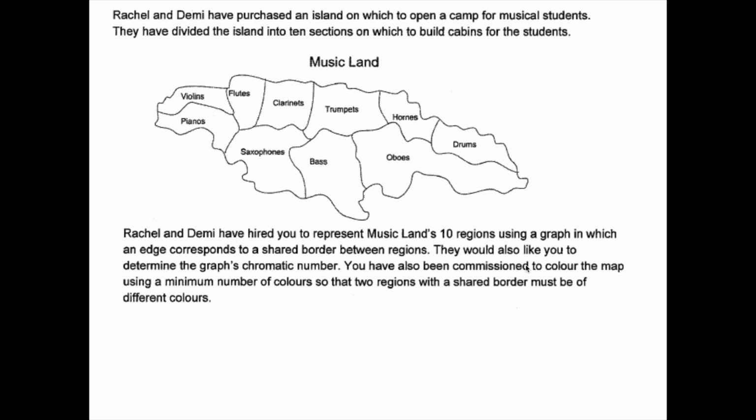You have also been commissioned to color the map using a minimum number of colors so that no two regions with a shared border are the same color. What I did is I put dots everywhere. I have V for violins, F for flutes, C for clarinets, T for trumpets, H for horns, D for drums, O for oboes, B for bass, S for saxophone, P for piano. Then I took all these dots and moved them down here like that.